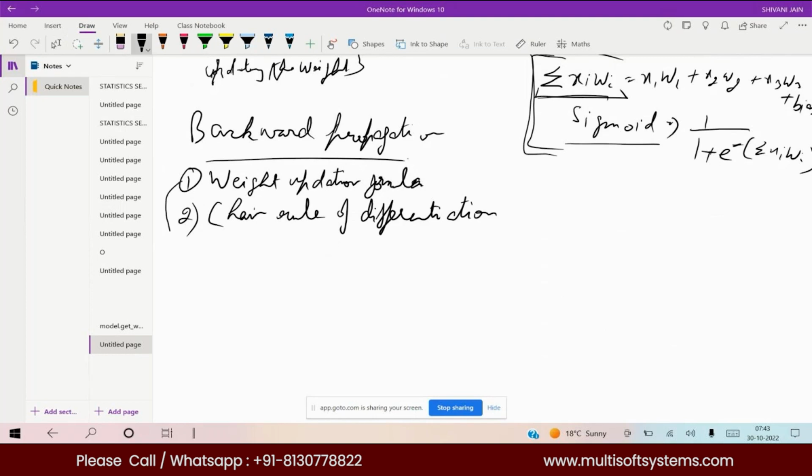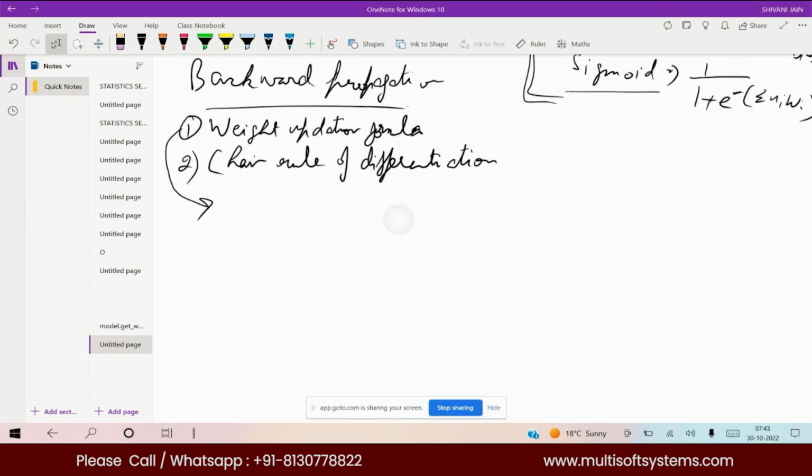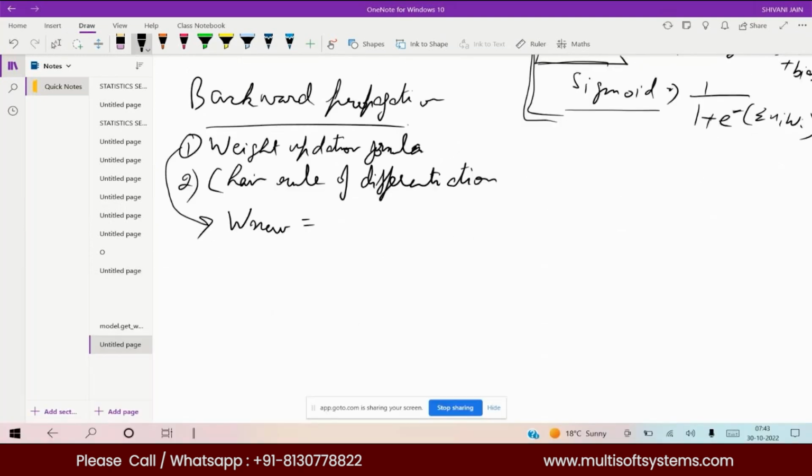Starting with the first point, the weight updation formula. It is very important, and you will be using it very frequently. W new, the new weight which you want to calculate, for example W1 new, equals W old minus eta, which is your learning rate. I showed you on the playground website yesterday. Then derivative of loss divided by derivative of W old. This is the same derivative you read in class 11th or 12th. This is your formula.